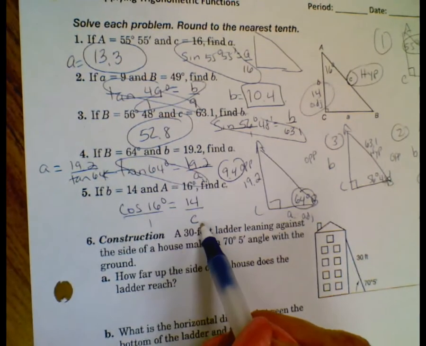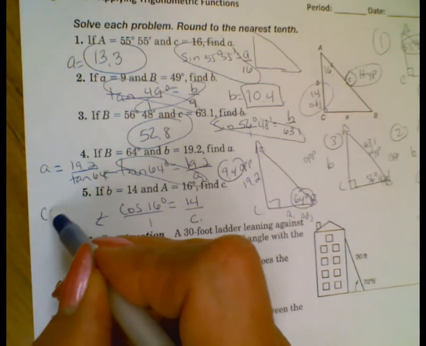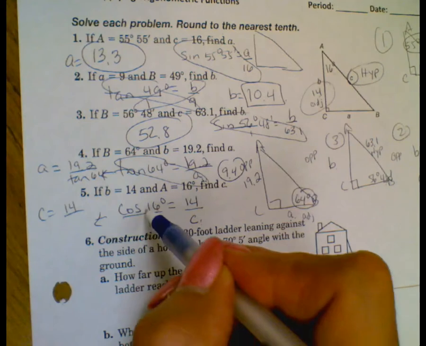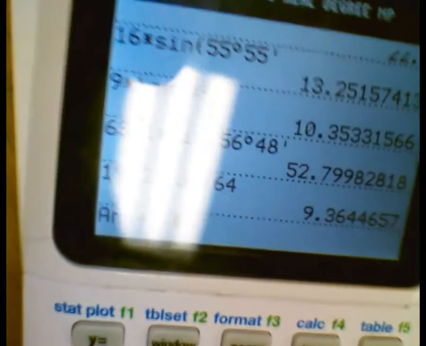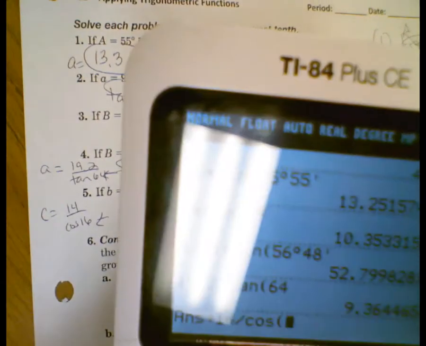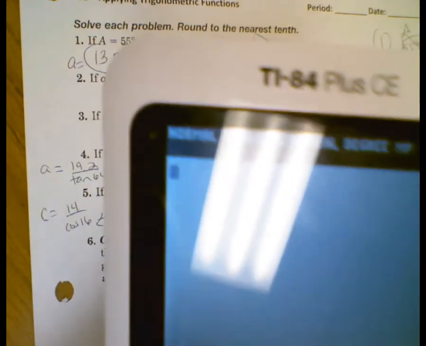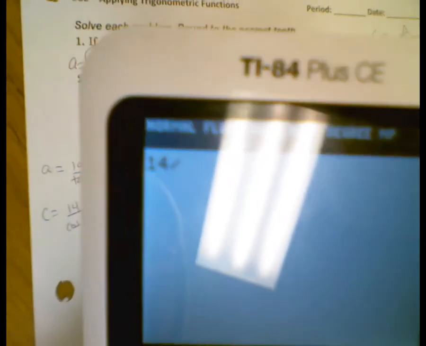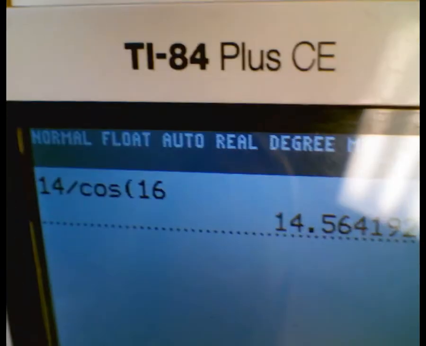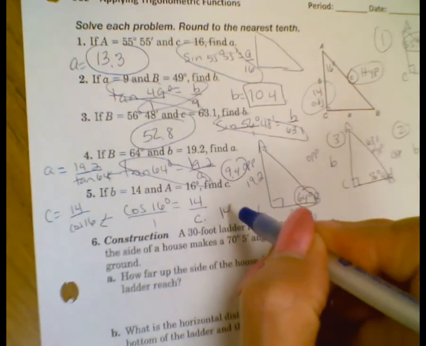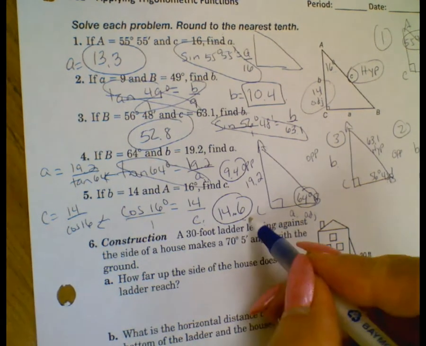Notice the variable's in the bottom, so we have to switch places. So C equals 14 over cosine 16. Dividing, 14 divided by cosine of 16. Well, I did something wrong there. Let's clear all this out. 14 divided by cosine of 16 is 14.6. I know this is kind of hard to read, but that's the answer to that one.